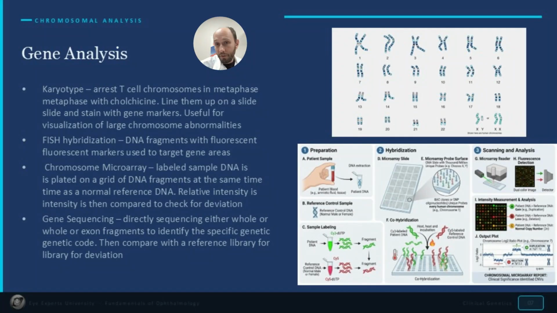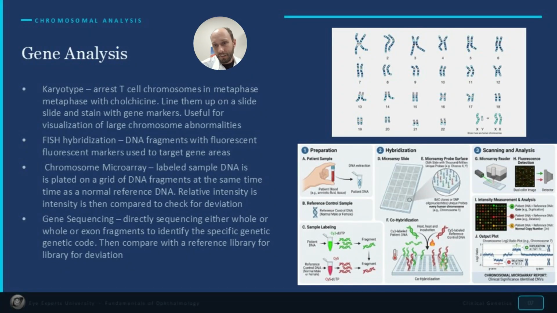Another way to look at genes: karyotypes are good for large chromosome abnormalities, like missing chromosomes, which you can see in a karyotype. A chromosome tail that got chopped off, you can see that too. But if you want to look for specific gene mutations, we would use chromosome microarray technology, where we have chromosomes lined up on the slide basically. We label sample DNA and we plate it on this reference plate.